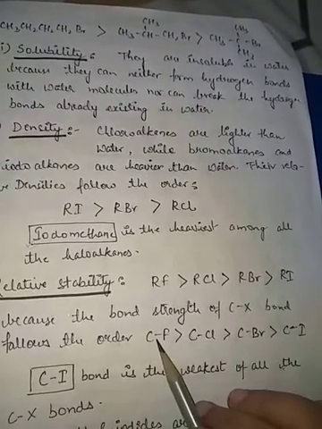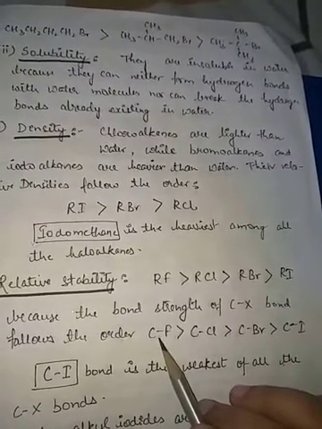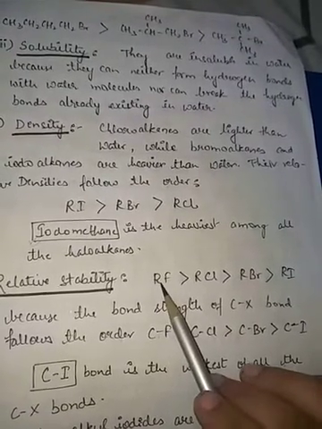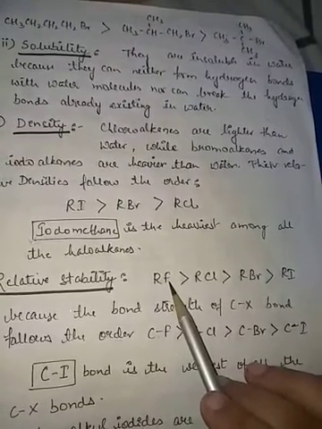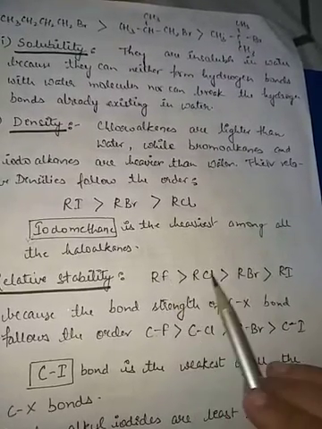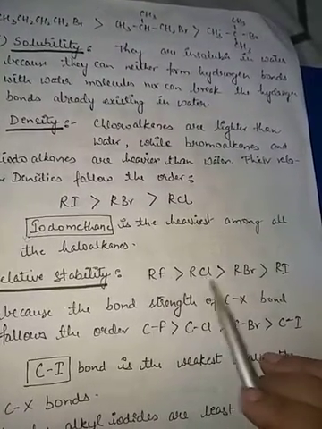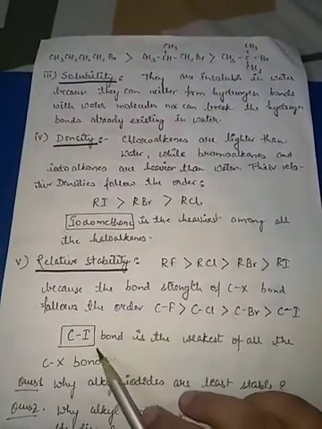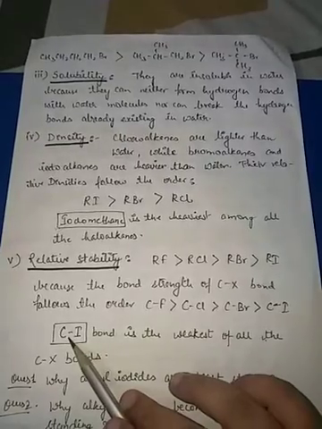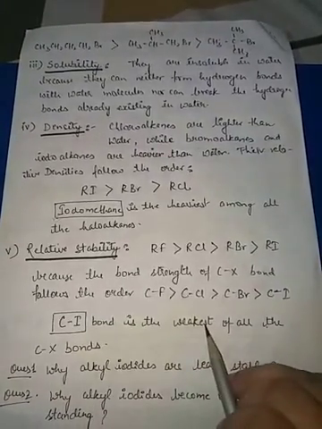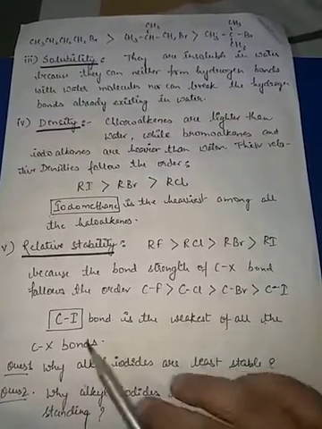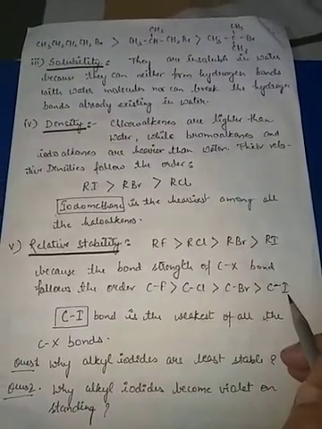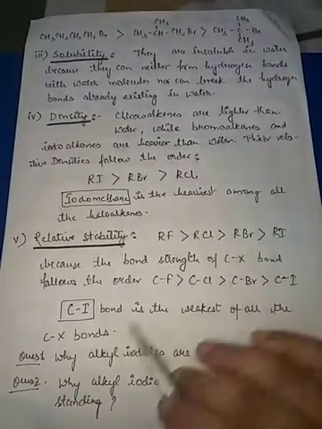Because its bond strength is the strongest, a very high amount of energy is required to break this bond. That's why RFs are the most stable as compared to others: RF, then RCl, then RBr, and then RI. Among all C-X bonds, the C-I bond is the weakest of all.